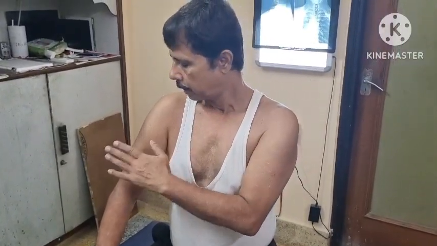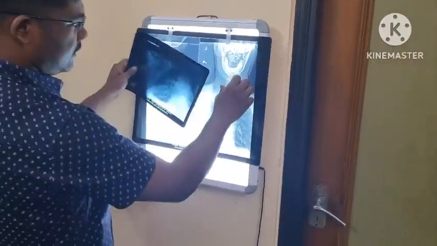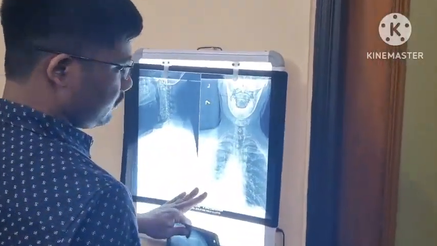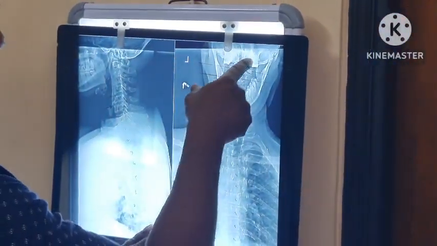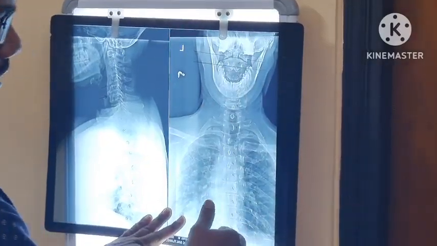We'll analyze the X-ray of Mr. Bala. So as we can see, this is a Gonstead Chiropractic X-ray of the cervical-thoracic region.